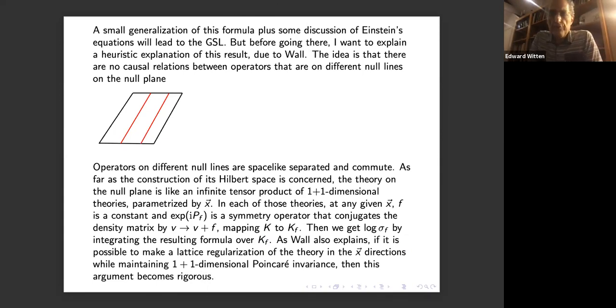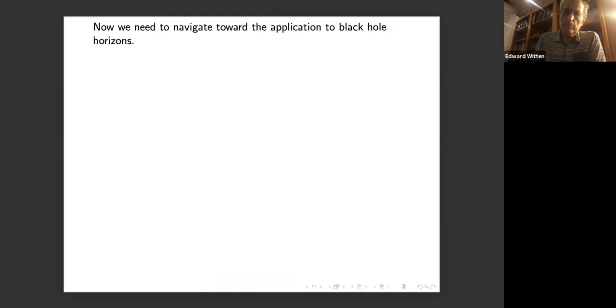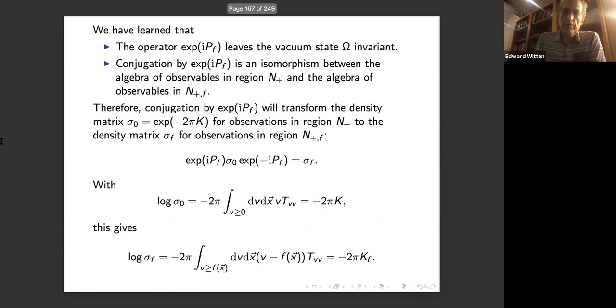Now, as Wall explains, if it's possible to make a lattice regularization of the theory in the x directions while maintaining 1 plus 1 dimensional Poincare invariance, then this argument becomes rigorous. If you lattice the normal directions, then at each lattice point, you just have a 1 plus 1 dimensional theory. And for that value of x, f is just a constant. And the result we're claiming when f is constant is just the result we proved 2 days ago. So we have this very important formula for the logarithm of the density matrix above a wiggly cut.